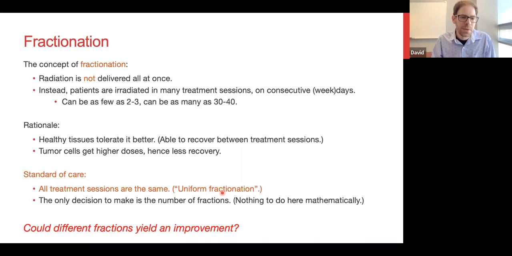Mathematically, that's not very interesting from an optimization perspective, and there are established ways to do this. But the question that we were studying, and this starts with the research of my collaborator, Jan Unkelbach, who a number of years ago asked this question: could different fractions yield an improvement? So could we deliver a significantly better treatment for a patient if we changed up the dose distribution from fraction to fraction?